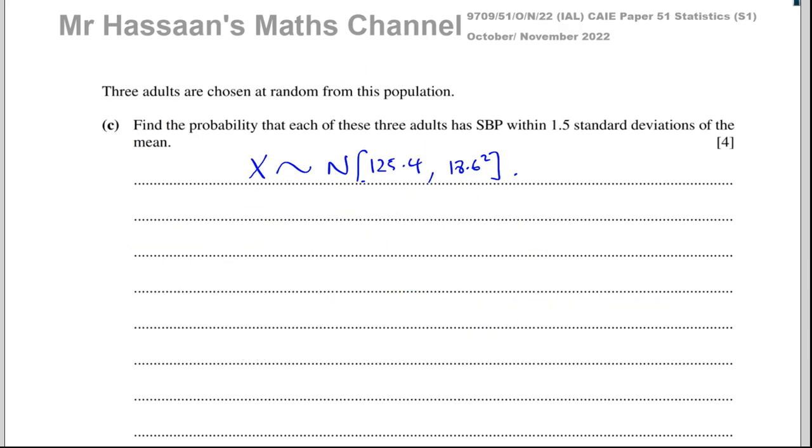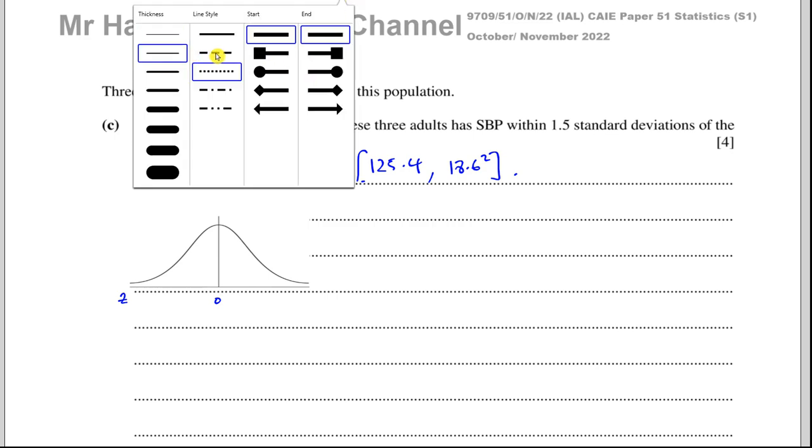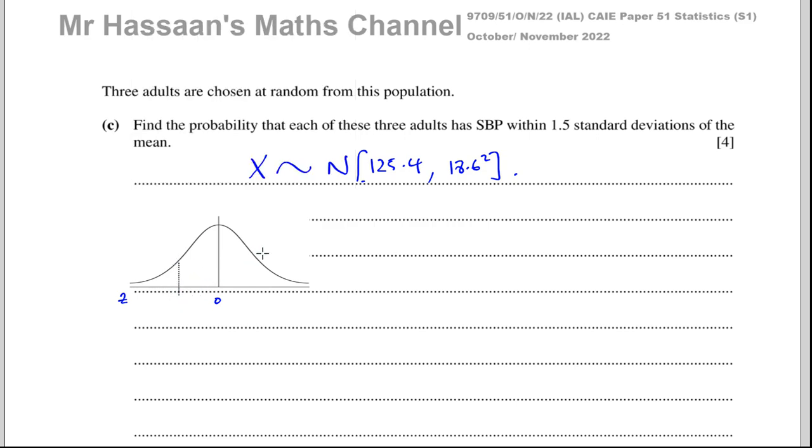I like to take this already drawn, it's much easier. So now, within 1.5 standard deviations of the mean. Here's the Z value, 0. We're looking at the Z values, and within 1.5 standard deviations of the mean means between minus 1.5 and 1.5. So we're looking for this area over here.